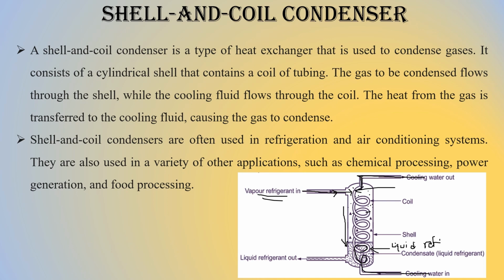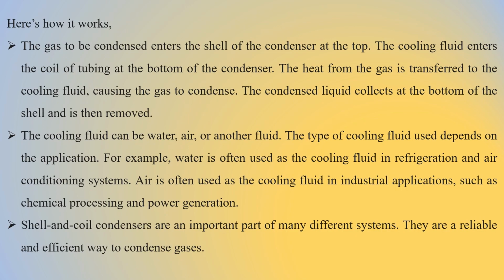This was the simple working of a shell and coil condenser. So let's go on to the working. Here's how it works. The gas to be condensed enters the shell of the condenser at the top. The cooling fluid enters the coil of the tubing at the bottom of the condenser. The heat from the gas is transferred to the cooling fluid, causing the gas to condense. The condensed liquid collects at the bottom of the shell and is then removed.